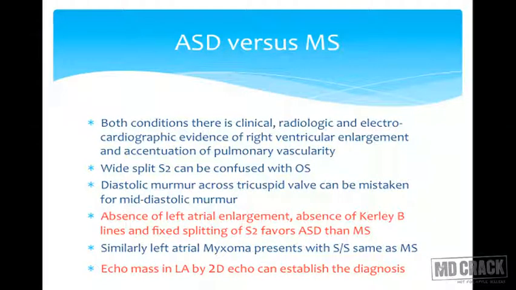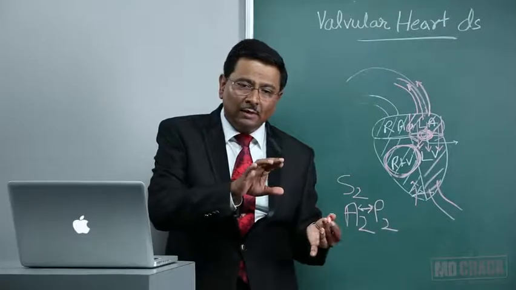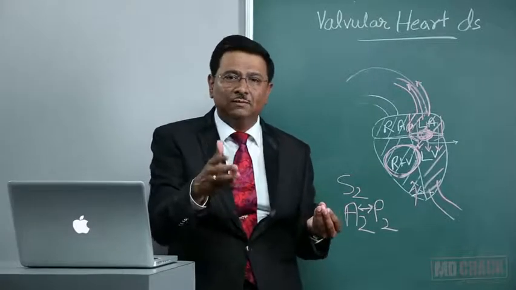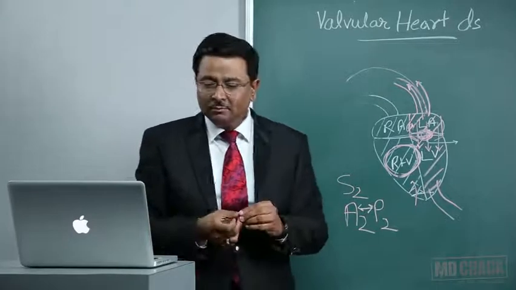In both the conditions, you get a diastolic murmur across the tricuspid valve. So what I just want to tell you is that the clinical presentation may be so confusing that you can misread ASD for MS or MS for ASD. So what's to be done?